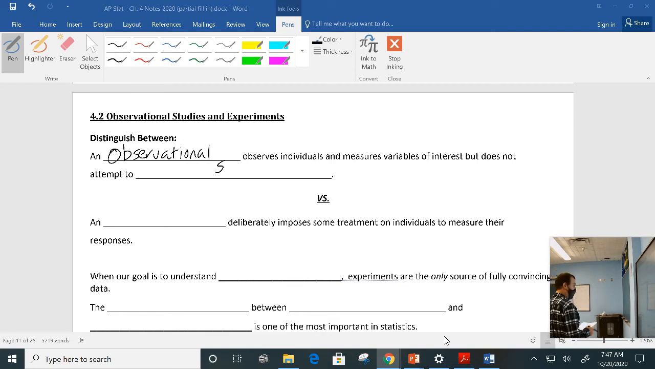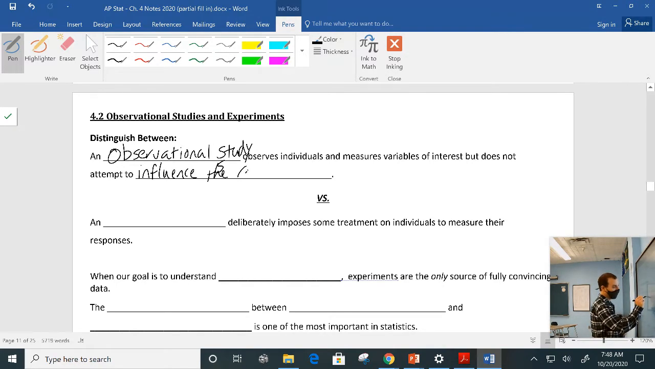All right, we're continuing with chapter 4. We're talking about observational studies and experiments, which is one of the most important things in statistics, and understanding the difference between those two things. So an observational study observes individuals and measures the variables of interest, but does not attempt to influence the response. So an observational study is a hands-off approach. Okay, you are not impacting the subjects at all in any way.